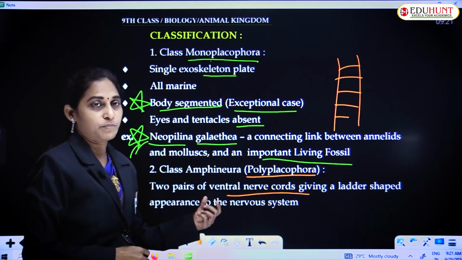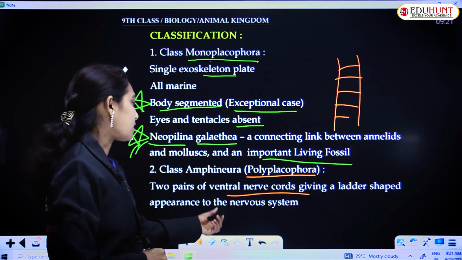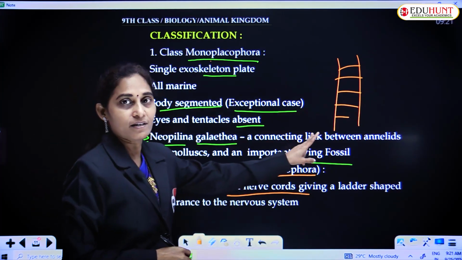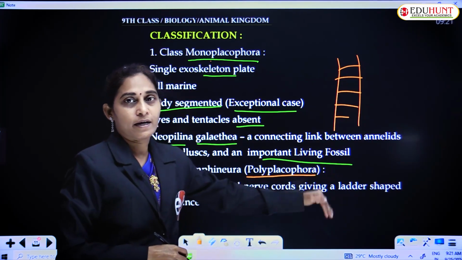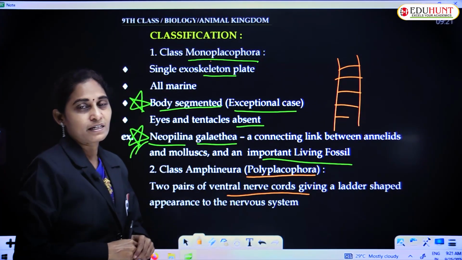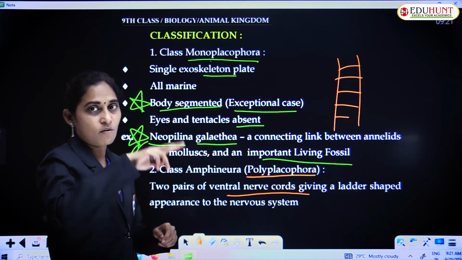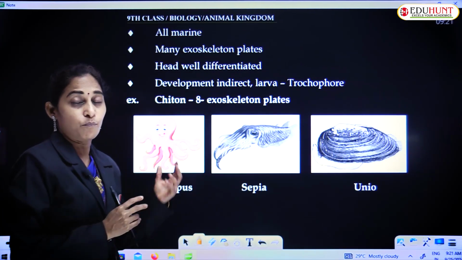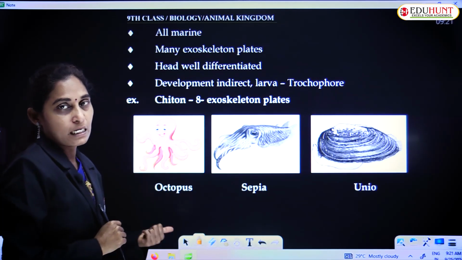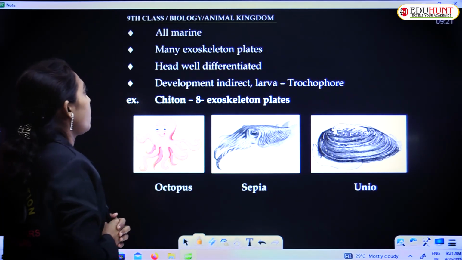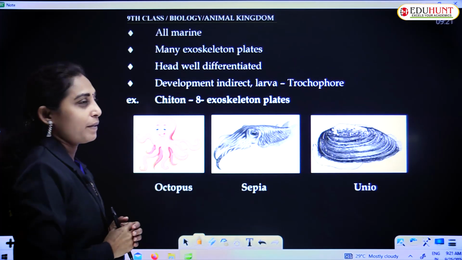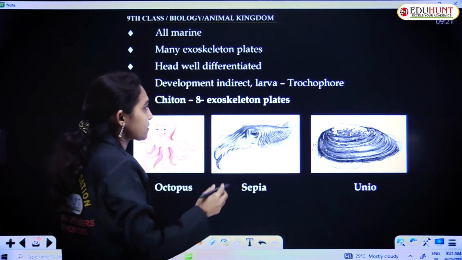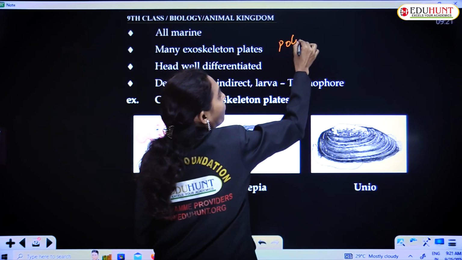Ladder-shaped appearance of the nervous system, because there are two pairs of ventral nerve cords which join and form the nervous system. It gives the appearance of a ladder. This is an important feature of the class Polyplacophora. All are marine and many exoskeletal plates are there. That is why it is named Polyplacophora.